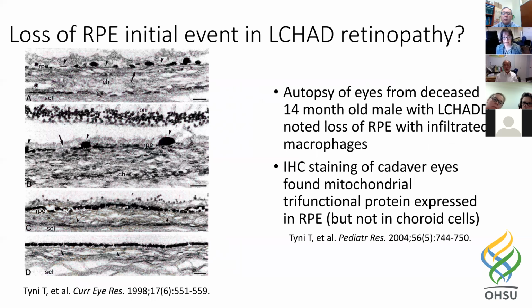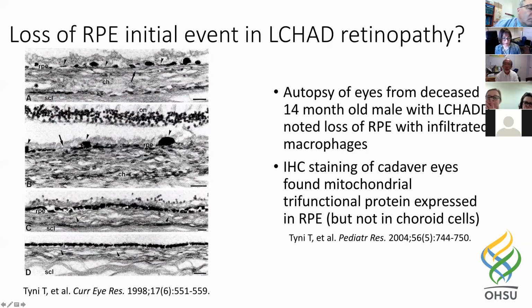So what's the evidence that it is the RPE that dies first? Some of the first evidence was actually published in '98 from an autopsy by Dr. Tyni's group of a deceased 14-month-old male with LCHAD. So here is again that section stained from this autopsy. And you can see places, this is the retinal pigment epithelium, and there are arrows to show places where it's missing. So there's a loss of RPE right here.